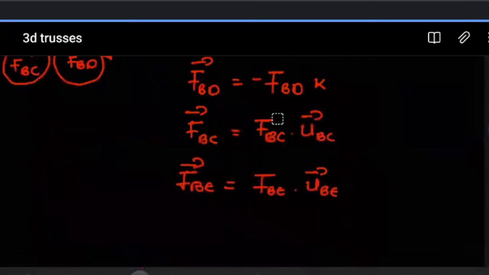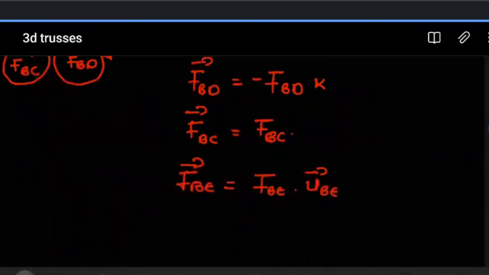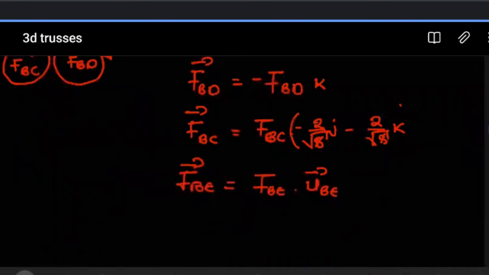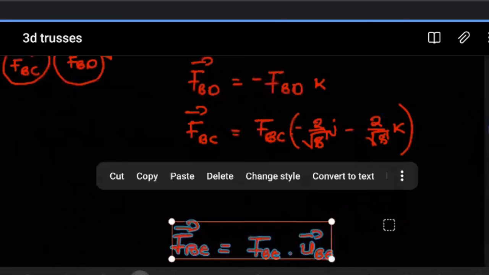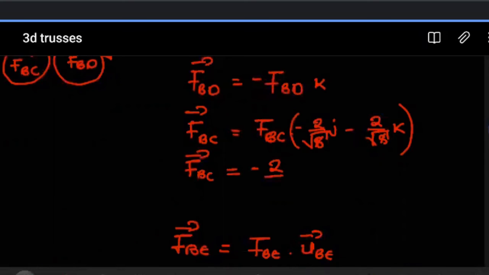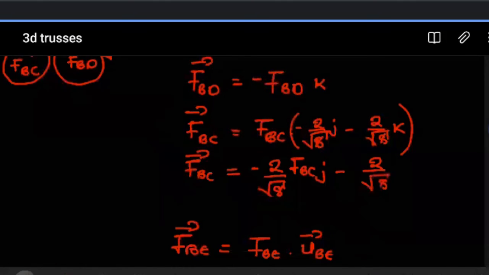So this sorts out the first one here, that's the UBC. Where there's UBC, I can just put that unit vector that we have found. So we get this one. We can simplify it, or distribute that FBC inside, so that FBC is now equal to minus 2 over root 8 FBC j minus 2 again over root 8, and then you have FBC k.